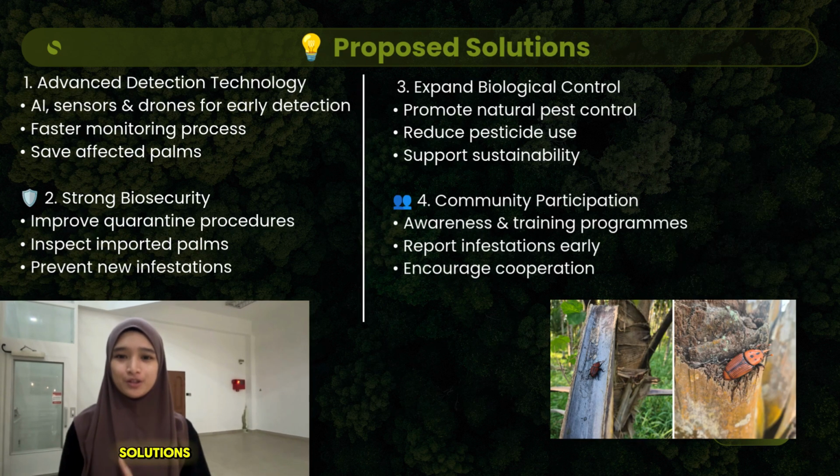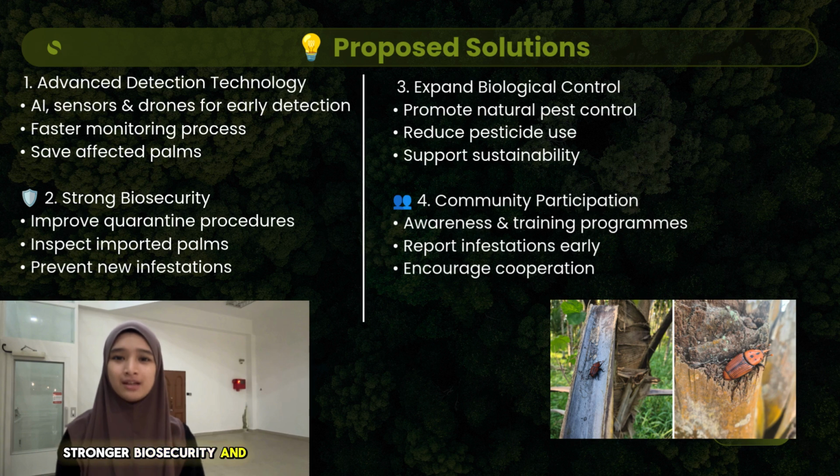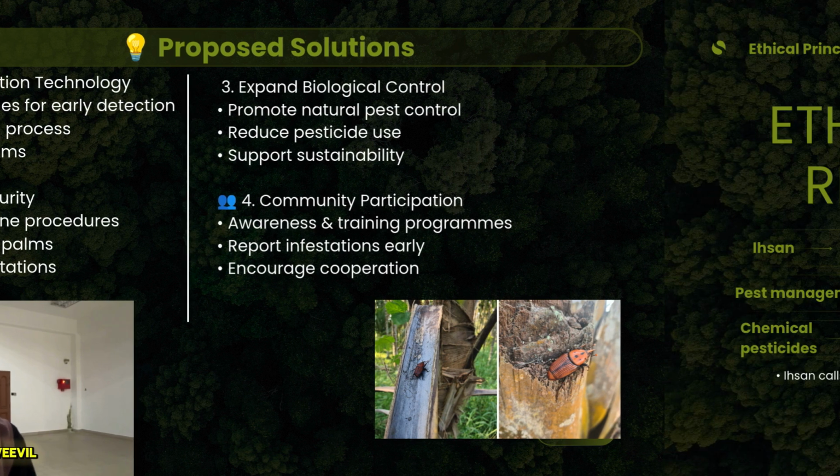For the proposed solutions, advanced detection technologies such as artificial intelligence, acoustic sensors, drones and remote sensing can be introduced to detect infestation earlier. Stronger biosecurity and quarantine regulations are also needed to prevent the spread of infected planting material. In addition, expanding biological control programs and increasing community participation can support long-term management of red palm weevil.